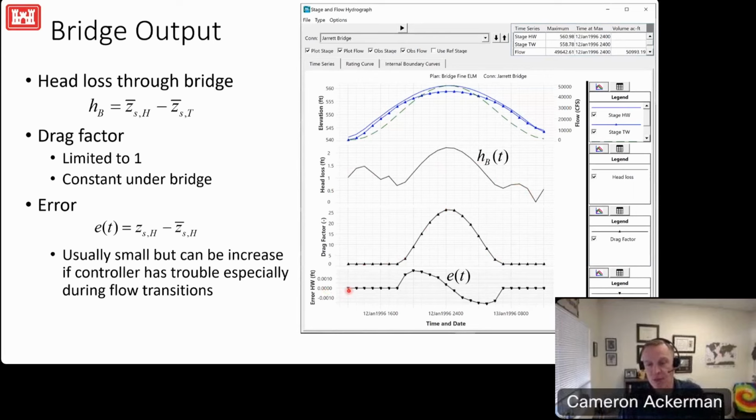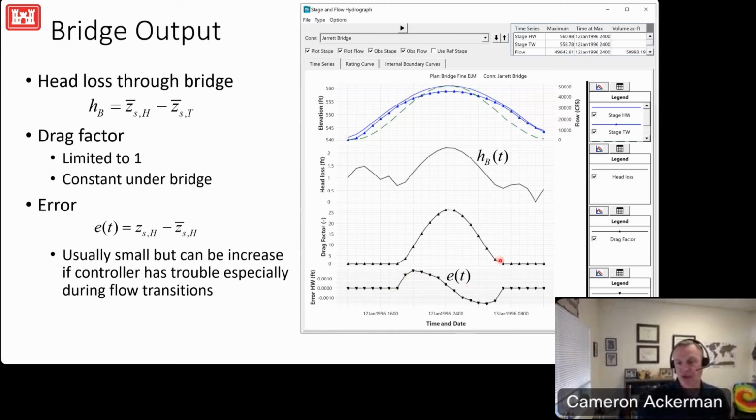And then an output of the error. And this error is what is the 2D solution getting versus what do the bridge curves predict that we should get. So obviously we want to have our error in the headwater as close to zero as possible. Oftentimes you'll see a spike, kind of like on the wetting front when the bridge deck might first get hit and the solution's trying to stabilize. But in the end, we want to have our error as low to zero as possible.